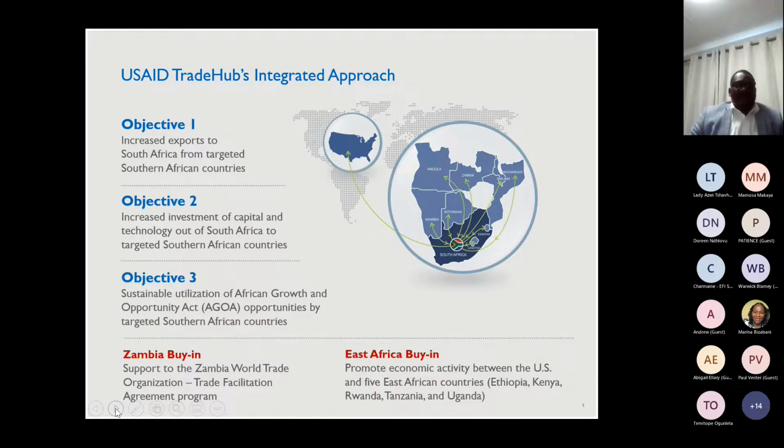Then the third objective looks at all the nine countries that I mentioned earlier. As in the case with the first objective, we assist exporters, would-be exporters, to navigate the export requirements between the region and the US. But it starts with identifying markets in the US that will be looking for the products that we produce from the region.